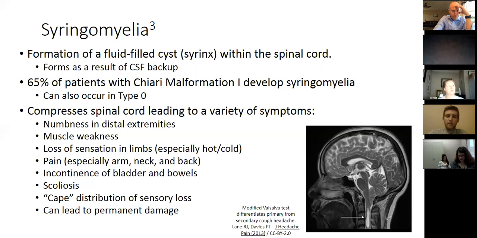And then a cape-like distribution of sensory loss. So kind of talking about that pain, especially in arm, neck, and back. You also see sometimes paresthesias, or patients who don't quite have the same sensory perception in that area. And syrinxes that are untreated, so sometimes neurosurgery can insert a shunt inside that syrinx and allow the fluid to drain, but those that aren't treated can lead to permanent damage from that nerve compression.